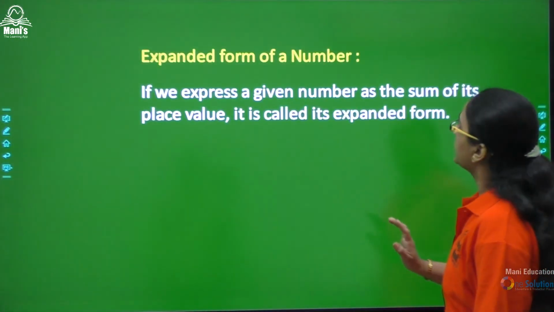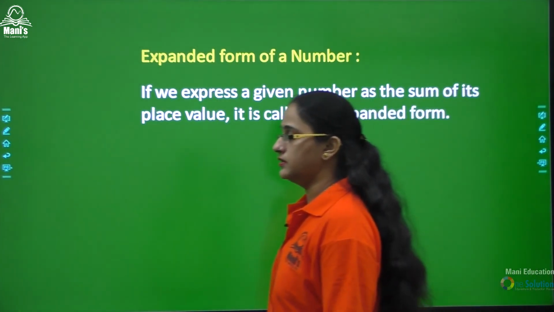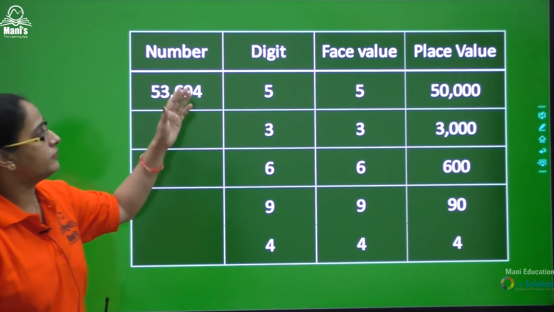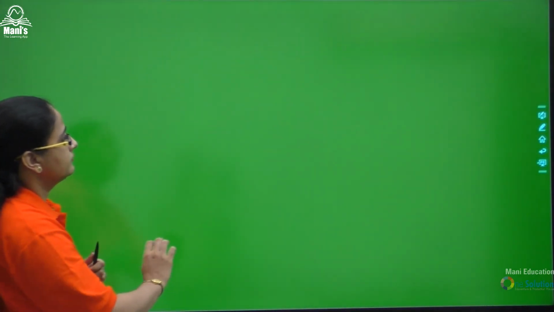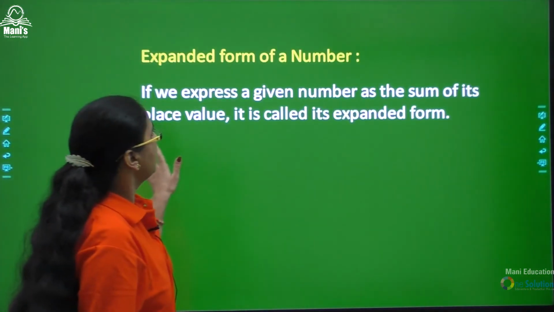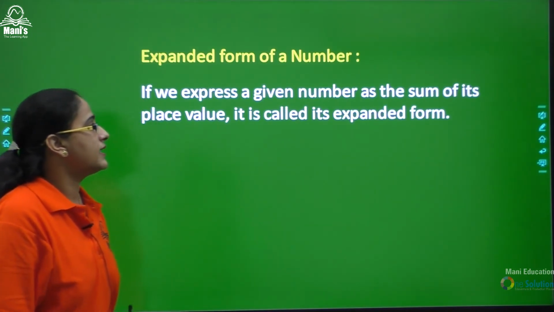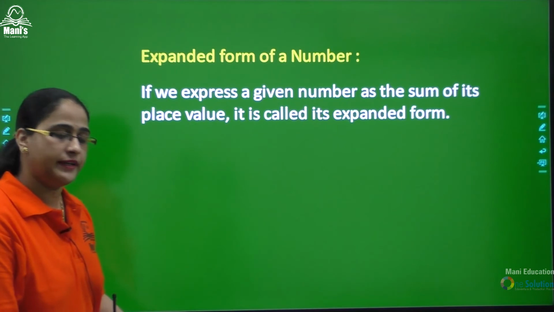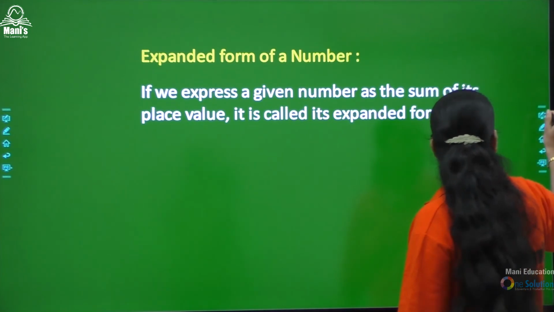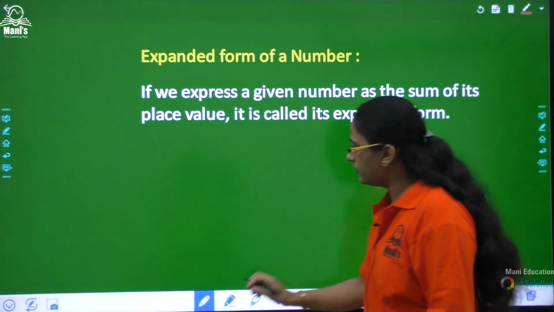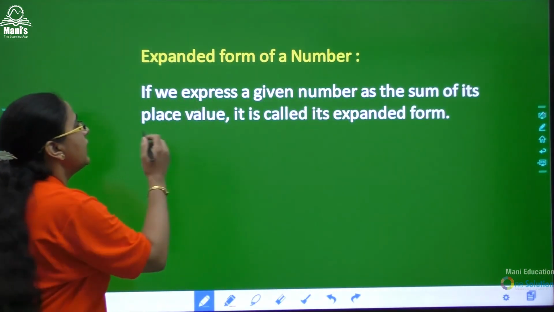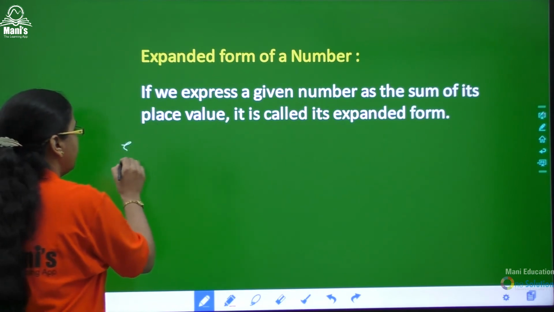Understood? Now the expanded form of a number. As it is clear, expanded means we have to write the number and expand it. If we express a given number as the sum of its place values, it is called the expanded form. In class 5 also we have discussed the expanded form, but there the numbers are less. In class 6 the numbers would be increased compared to class 5. Now what is expanded form? With the help of an example, first of all I will give you the example.